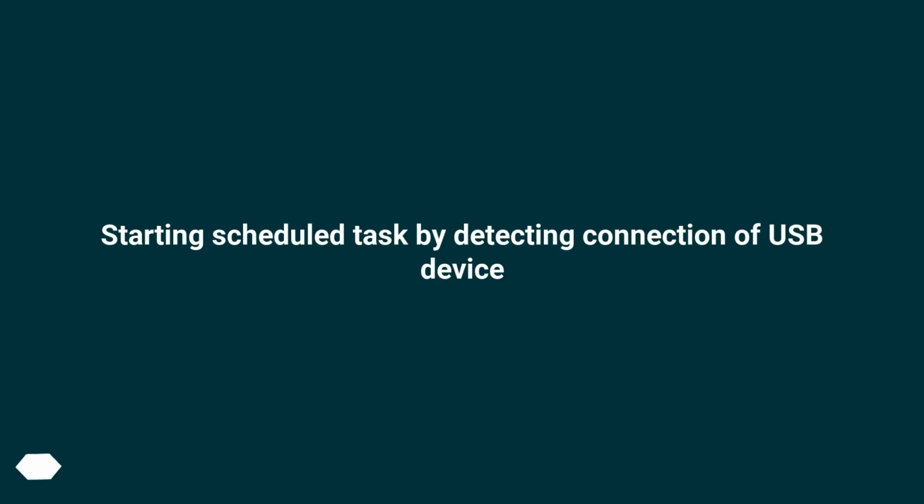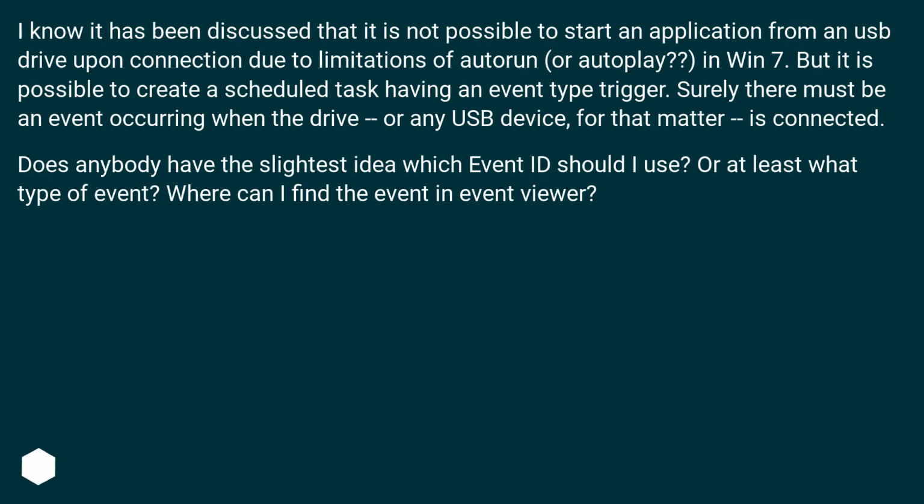Starting scheduled task by detecting connection of USB device. I know it has been discussed that it is not possible to start an application from a USB drive upon connection due to limitations of auto-run or autoplay in Win 7. But it is possible to create a scheduled task having an event-type trigger. Surely there must be an event occurring when the drive, or any USB device, for that matter, is connected.